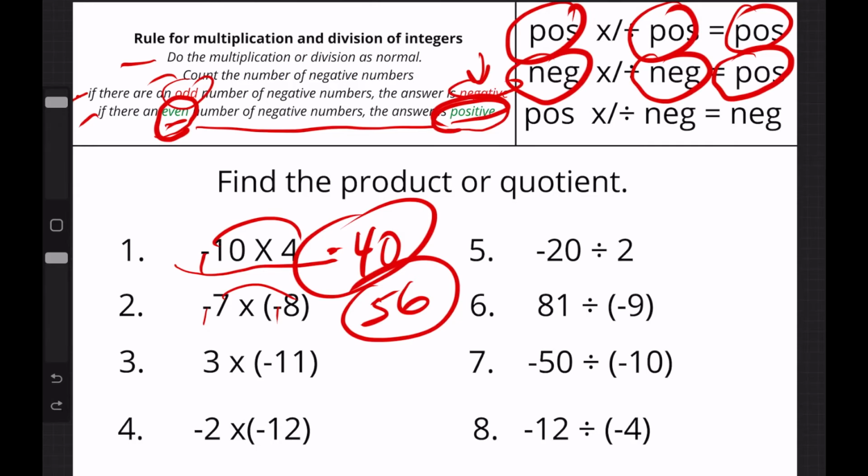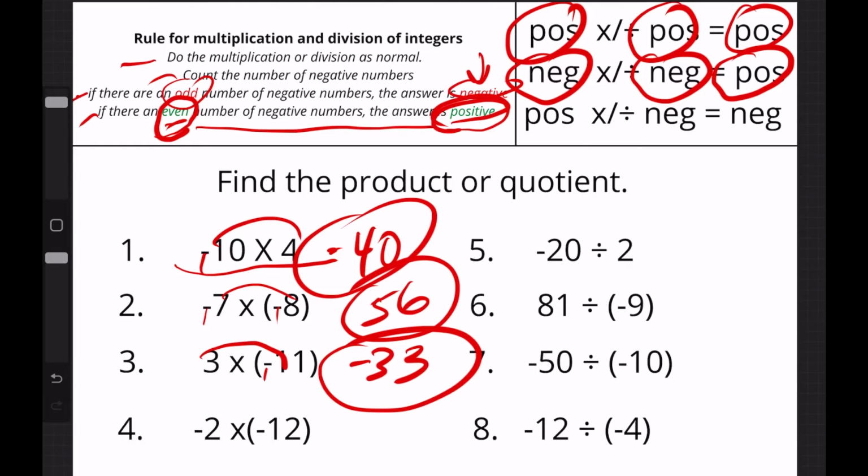Okay, 3 times negative 11. If we multiply 11 times 3, we get 33. Now, how many negatives do we have? We have 1 negative. That's it. 1 is an odd number. So if we look at our little chart on the top, if there's an odd number of negatives, it's a negative answer. So the answer to this is negative 33.